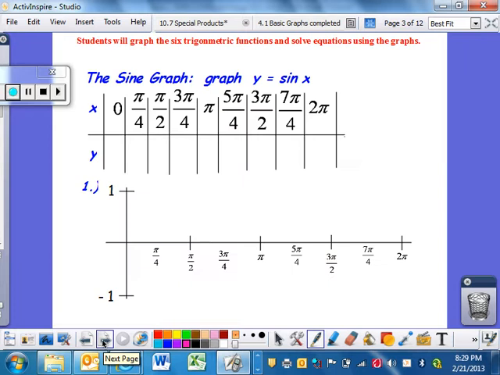Okay, so how do I actually graph this thing? Well, this comes off your unit circle. If you take out your unit circle, or if we just do these calculations, I'm going to plug all of these values into my sine x function. So what is the sine of 0? What's the y value at 0? Well, we know that it's going to be 0.